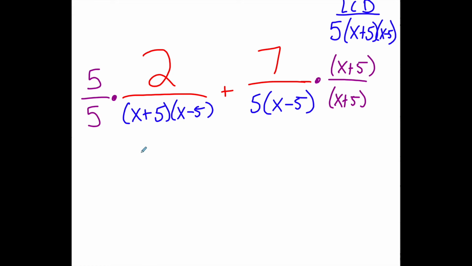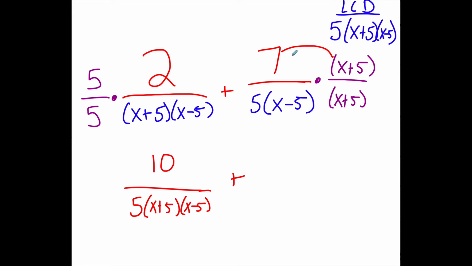All right, here, the 5 will go over. 5 and 2 gives me 10. And then I get 5, x plus 5, x minus 5. And what I'm going to do on the right, I'm going to distribute. So I've got 7x plus 35 over.